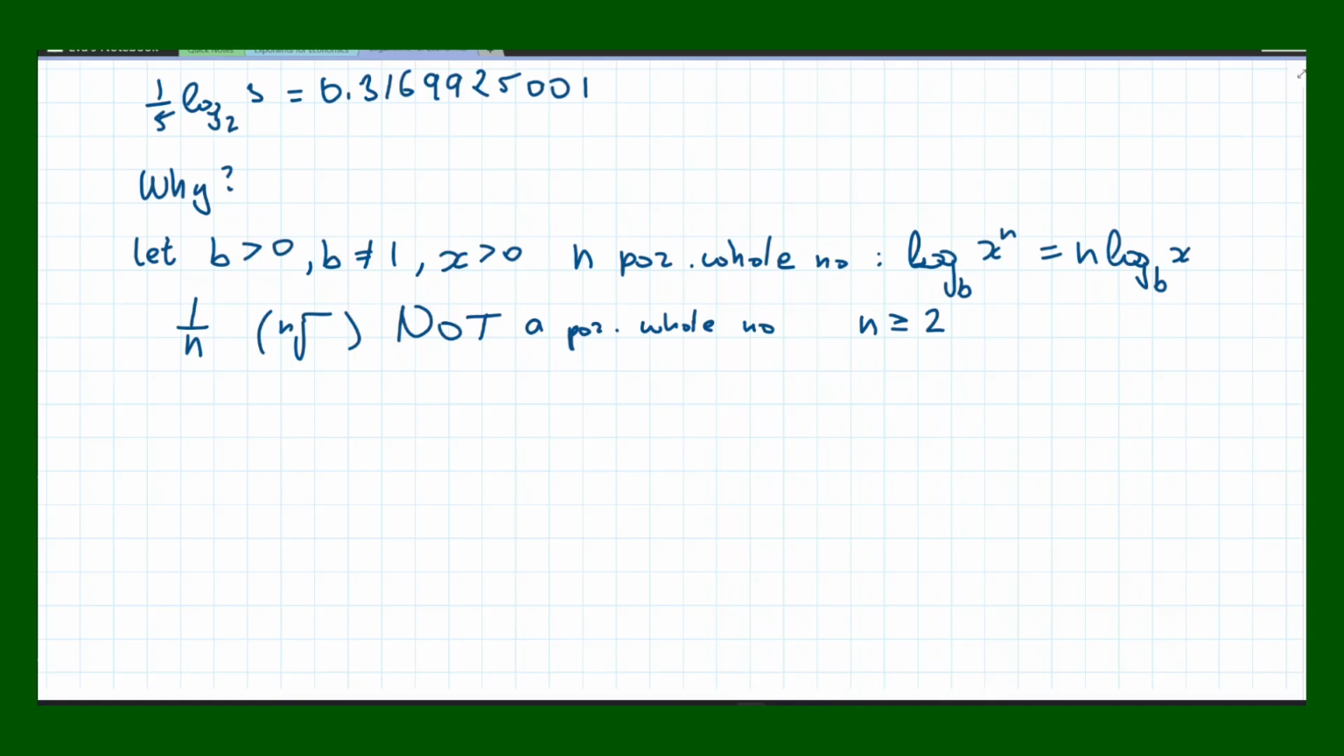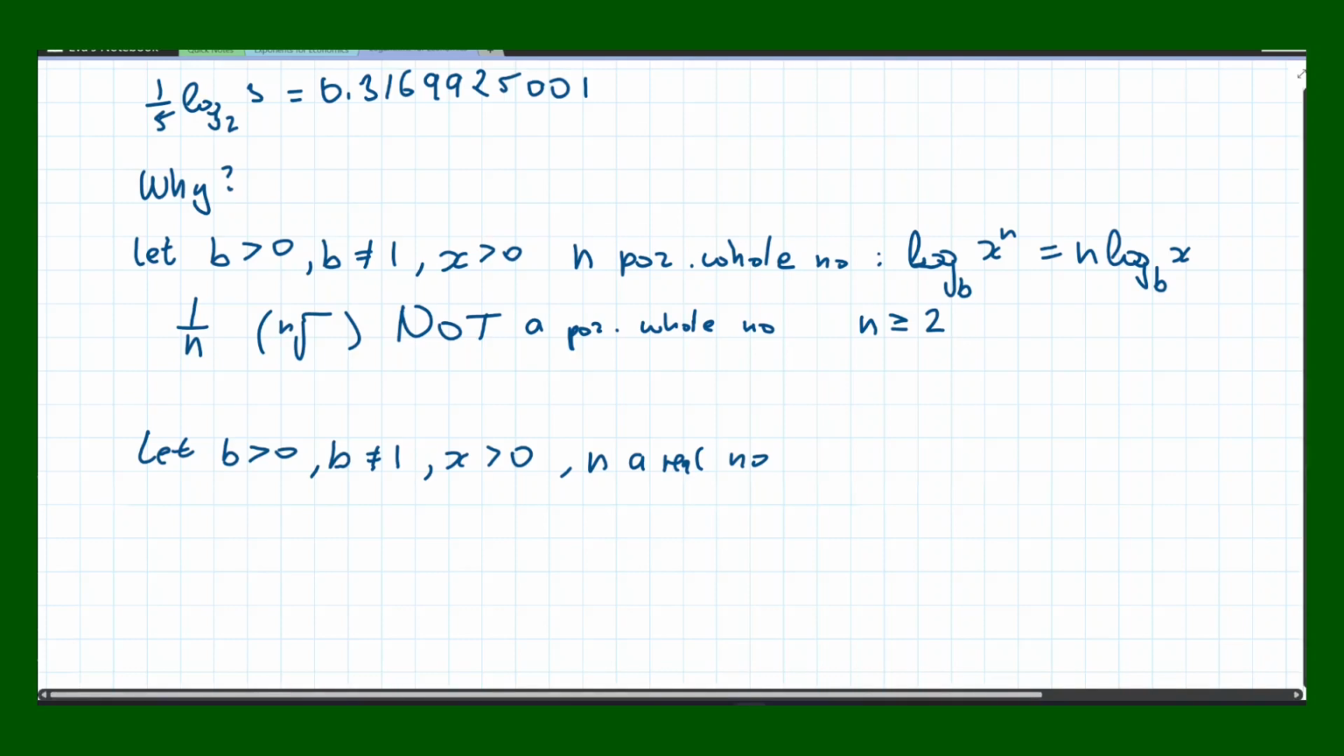So let's start again. Let b be a positive number that's not equal to 1. That's going to be our base. Let x be a positive number, and now define n as a real number. Well, real numbers are whole numbers, fractions and the like. So if we define n to be a real number, we will be able to apply the rule, should it be true, for any kind of numbers.